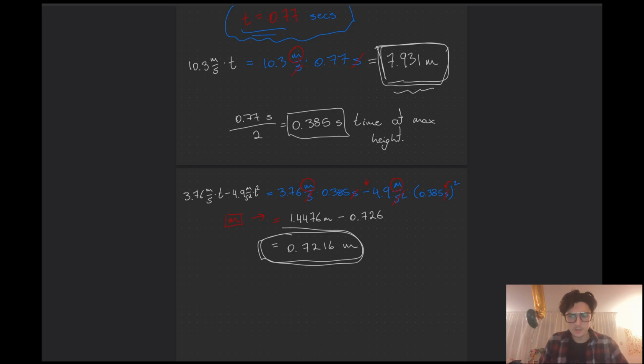Let's check. The book says 7.94 meters is the range that he jumps, and 0.722 meters is the maximum height. Amazing. That's all I want to show you guys.